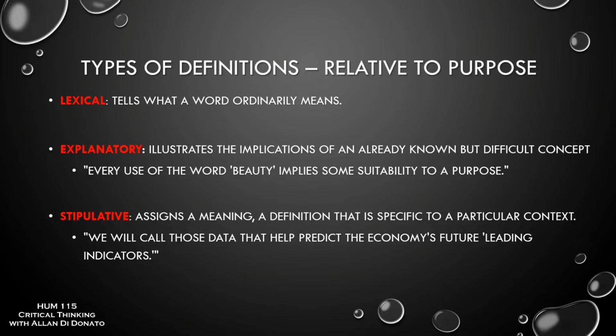Next, we have the stipulative definition, which assigns a meaning. In other words, it's picking a meaning for a particular context. For example, we will call those data that help predict the economy's future leading indicators. In other words, that's how we're going to be using the term. And you'll often find this in many classes that you might take. Instructors will do this. I do this myself. In certain classes, I'll say, well, in this class, we're going to use the word legend in this particular way. I think I just did that in my mythology class just the other day. Okay, so we can stipulate definitions so that our audience will know how we are going to be using it specifically. Might not be the normal way that it's used, but we're free to do this. We're still clear when we do this as long as we lay down the boundaries of the definition up front so that there's no confusion with the audience we're speaking to.